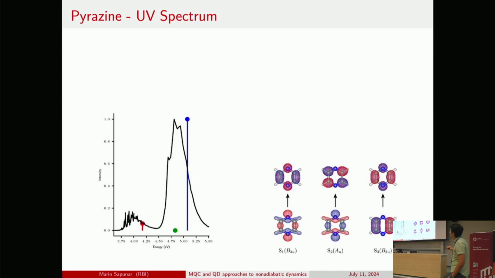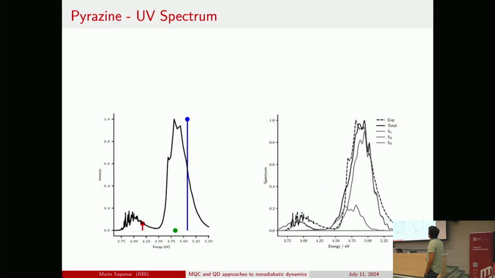So you have the B2U state here, you have the B2U state here, and you have the dark AU state that does nothing here. Okay, and then let's use the nuclear ensemble approach. And we are in the adiabatic basis. So now, of course, our spectrum looks better and matches the experiment much better than the line spectrum.